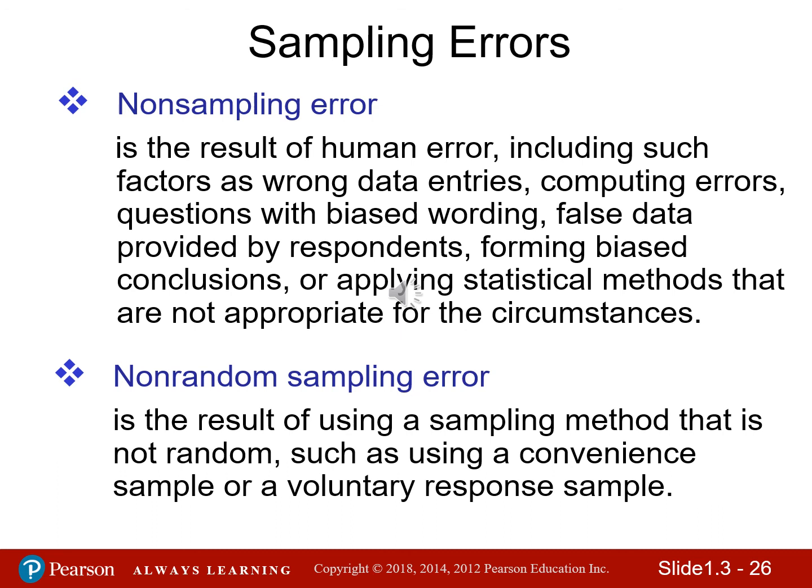Non-sampling error occurs during data collection, causing data to differ from the true values. The higher the number of errors, the less reliable the information is, and the rate of bias in the study goes up. And finally, non-random sampling error is a result of using a sampling method that is not random, such as using a convenience sample or a voluntary response sample.